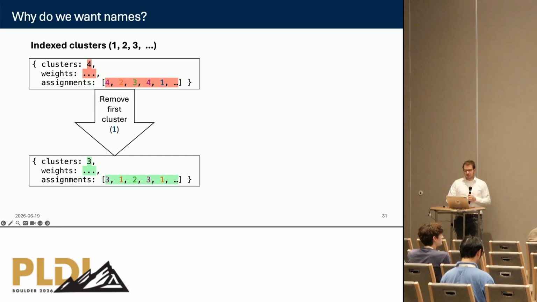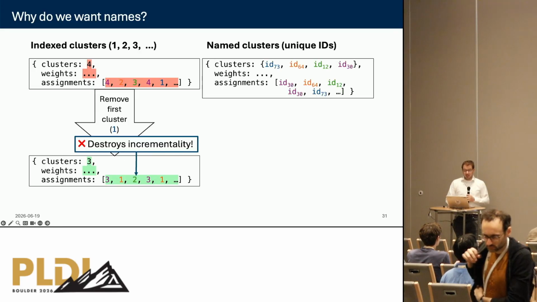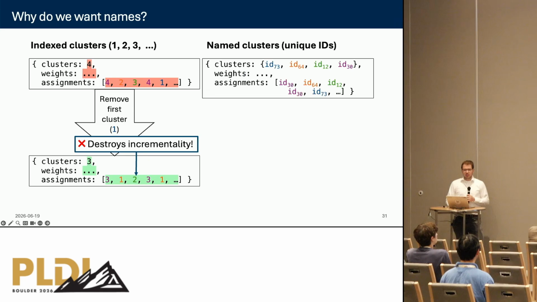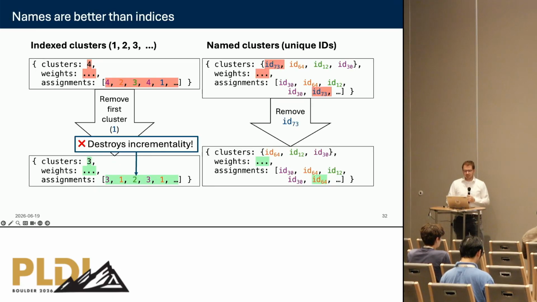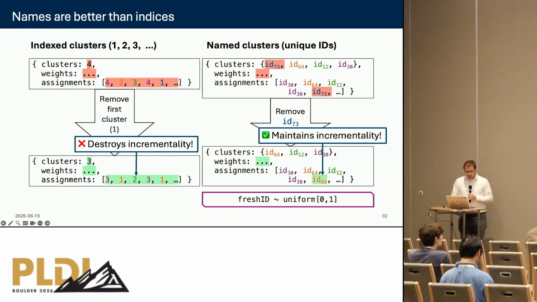And this destroys incrementality. Instead, if we give each cluster a fresh name or ID, things work out much better. The assignments are now a list that assigns each data point to the name of a cluster rather than an index. And now if we remove a cluster, this only affects the data points which were assigned to that cluster, and the rest is unchanged.